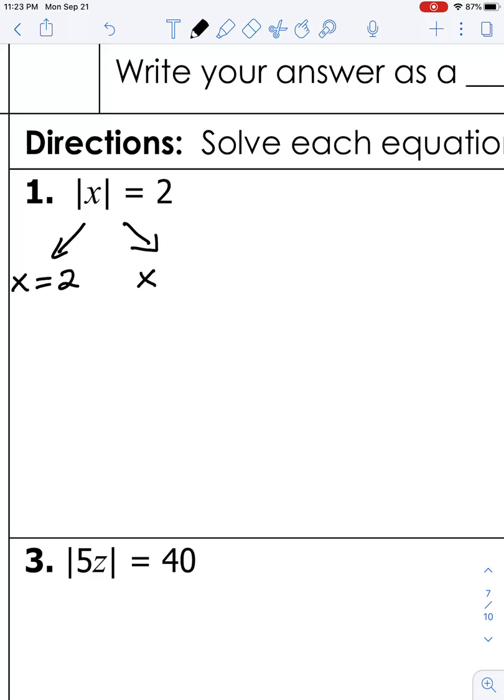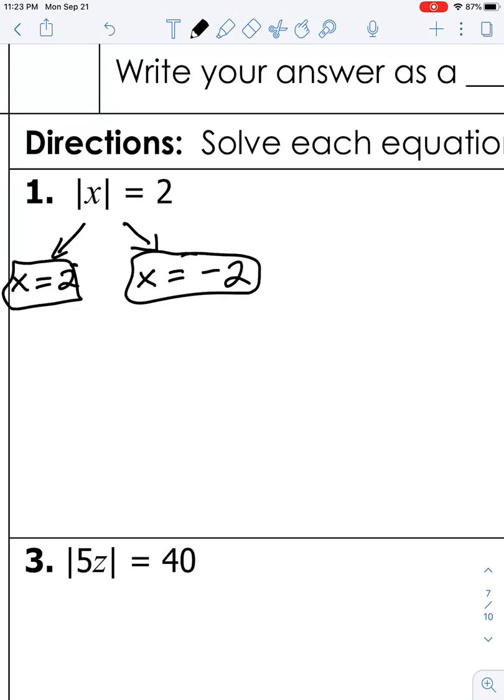All right. For the second one, whatever is on the other side of the equal sign, you're going to set it equal to the opposite sign of that. So on the other one, I'm going to set it equal to negative 2. And obviously, we've already got our answer. x equals 2, x equals negative 2.